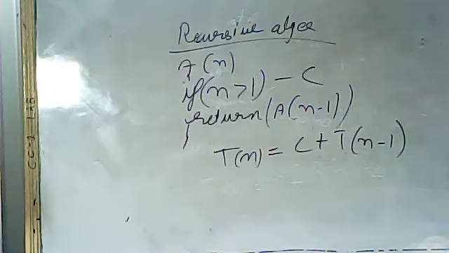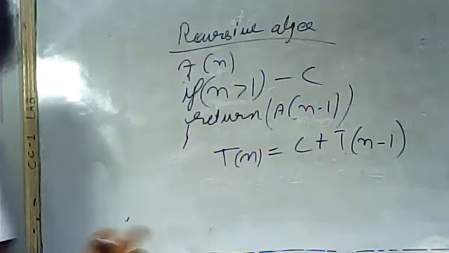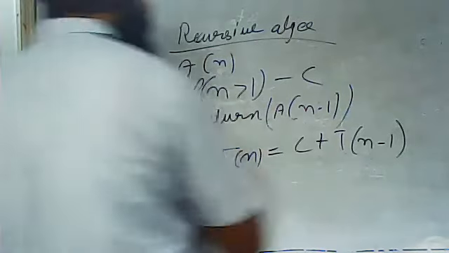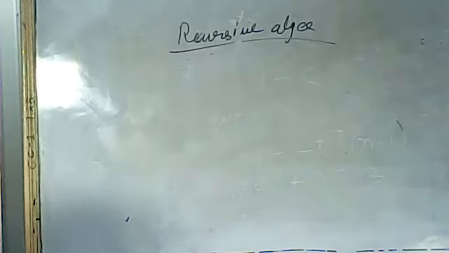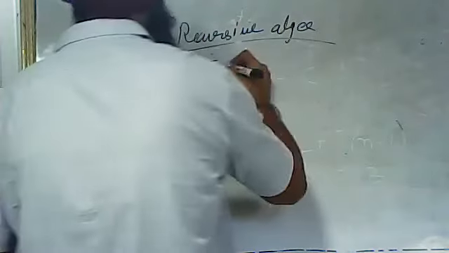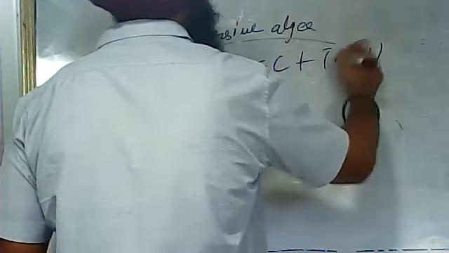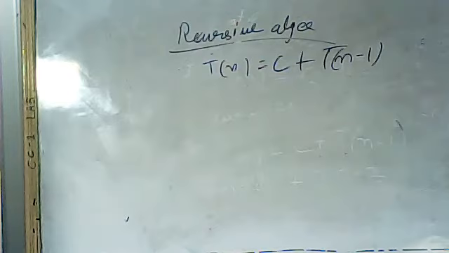So this one is our back substitution method that we are going to use today for this example. I'll write it again. What is our recursive equation and how can we solve it to find out the time complexity? That is C plus T of n minus 1. This is our recursive equation. We will use the back substitution method. What is that? Let's see.